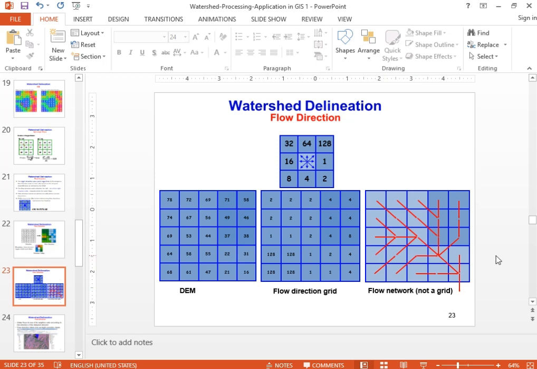The flow network is not a grid. Actually, it is a network. The direction, as it indicates, is the flow of water from this cell to this cell, then toward this, and the like. Our outlet is at this point, it tells. So you should always start at this one, in such a way.